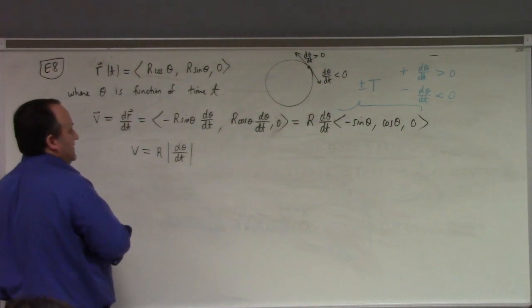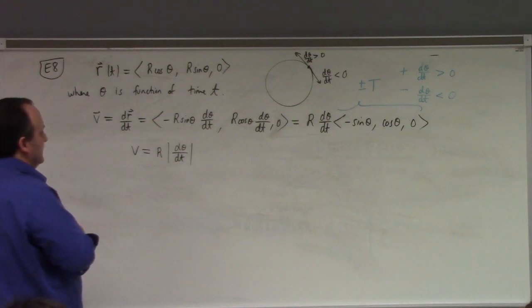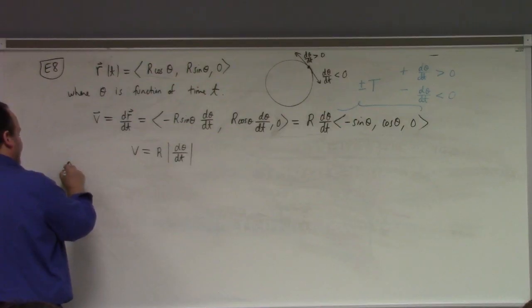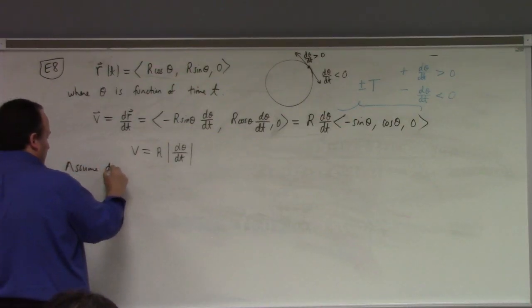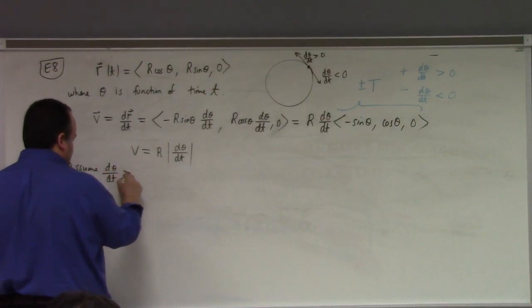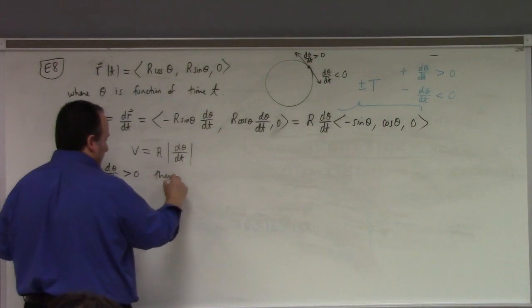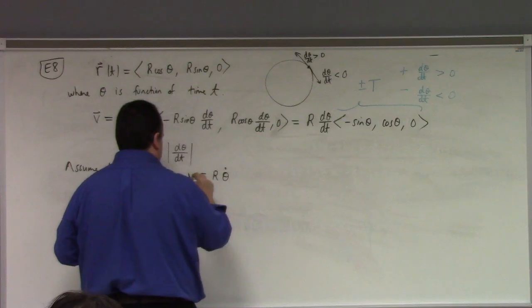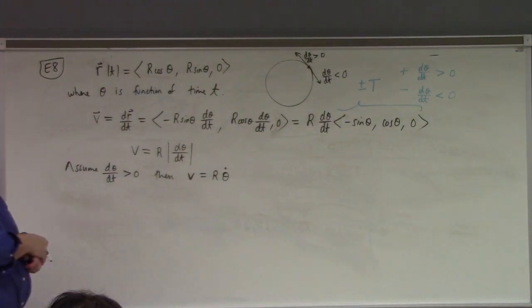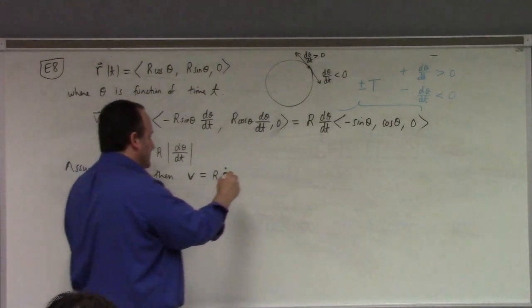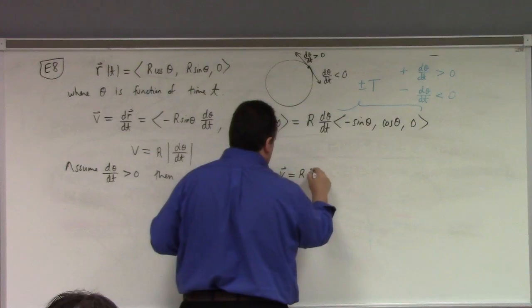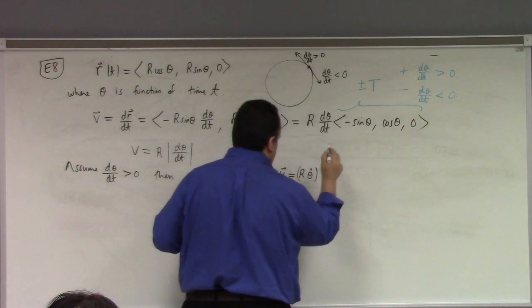If you like, do you guys want to assume d theta dt is positive just to keep things simpler going forward? So let's assume d theta dt is positive for the sake of the rest of this discussion. Then the speed is in fact r theta dot. Theta dot is d theta dt. And the velocity in this case is just r theta dot times the unit tangent.